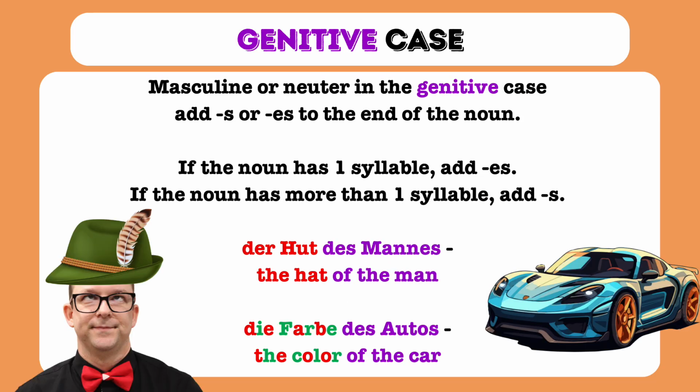Now, to understand the rule that I had mentioned before, when do you add S and when do you add ES if it's masculine or neuter? The easy answer is if it has one syllable, add ES. So in the word Mann, we have one syllable, so we add ES when making it genitive. Der Hut des Mannes, the hat of the man. We add ES because Mann has one syllable. Auto, by contrast, has two syllables, Auto. So when we add the S at the end of this one, we just simply add S. Die Farbe des Autos, the color of the car. One syllable, add ES. Two or more syllables, add just S.